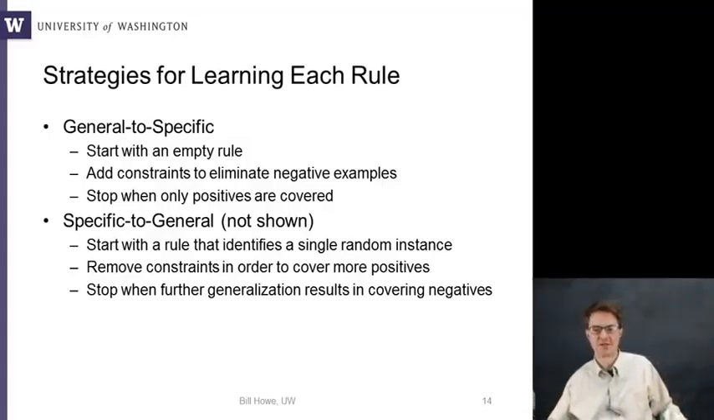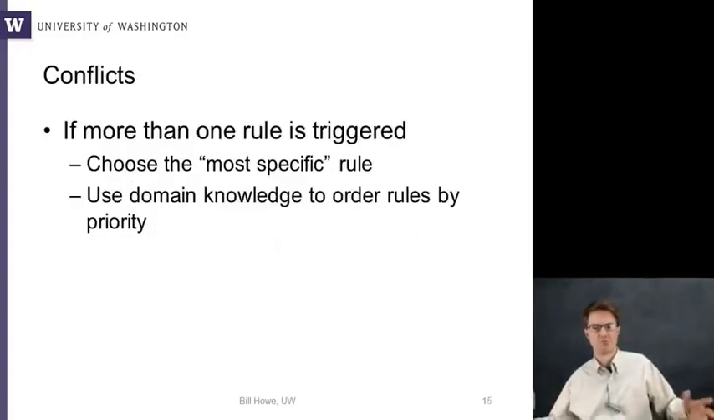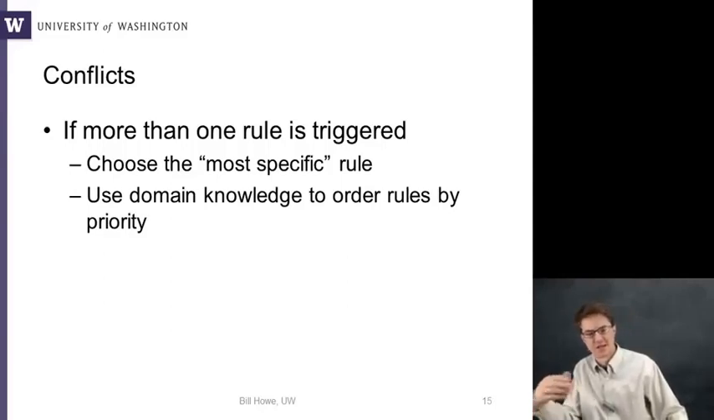Okay, so once you have these sets of rules, you need to use them to make predictions. And one thing that can happen is you can have more than one rule triggered for a particular data point, and so you need to have some way of resolving conflicts. So here you might choose the most specific rule, or you might even choose the most general rule, or you could apply some domain knowledge in order to assign a priority to each rule and use that to break ties.